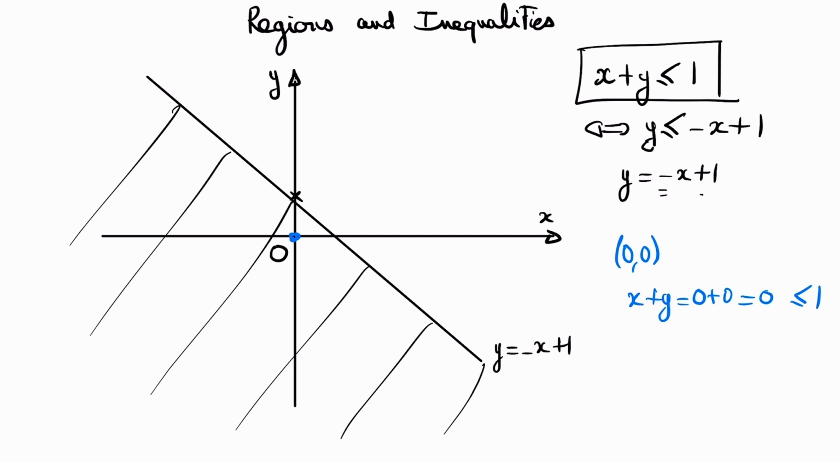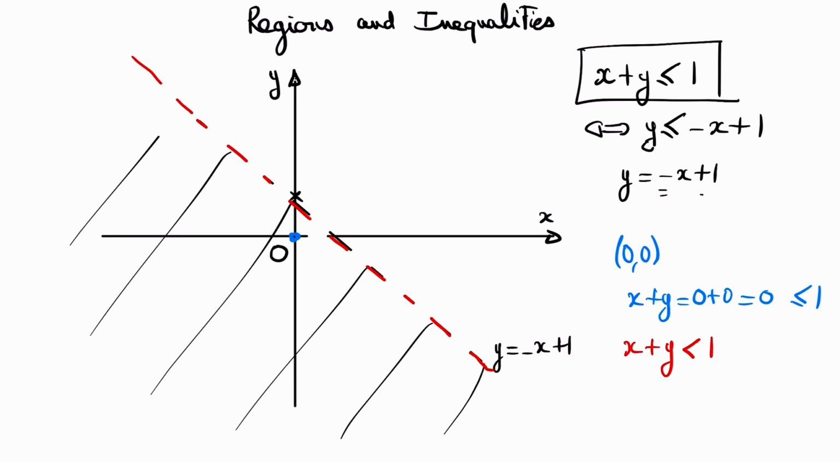Now, slight variation: if I had x plus y strictly less than 1 and not less or equal, well, that would be exactly the same thing, except that the line would not be included. So to show that, we just do the line as a broken line.